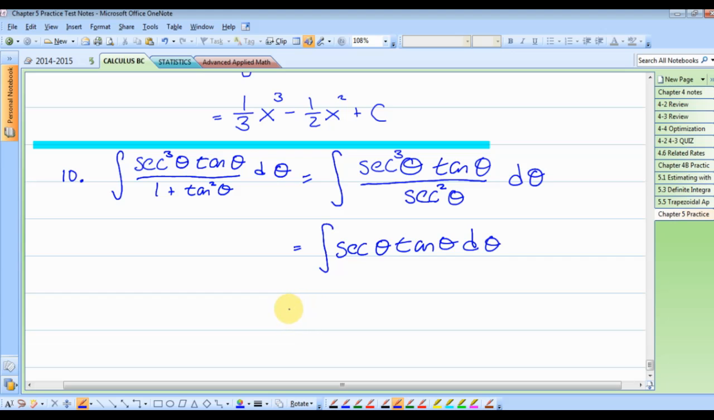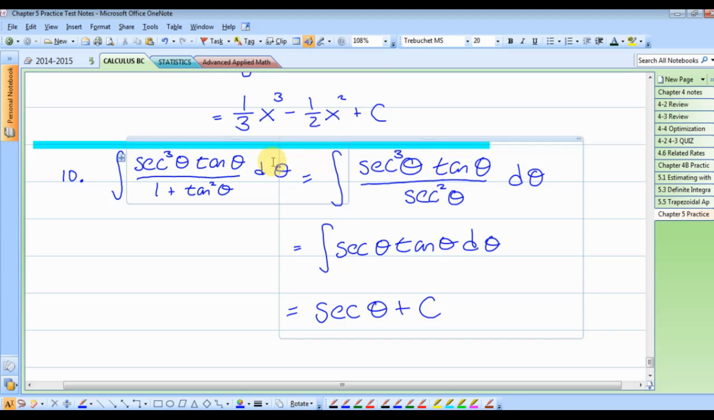Antiderivative of secant tangent. This tangent here, that's from this tangent here.